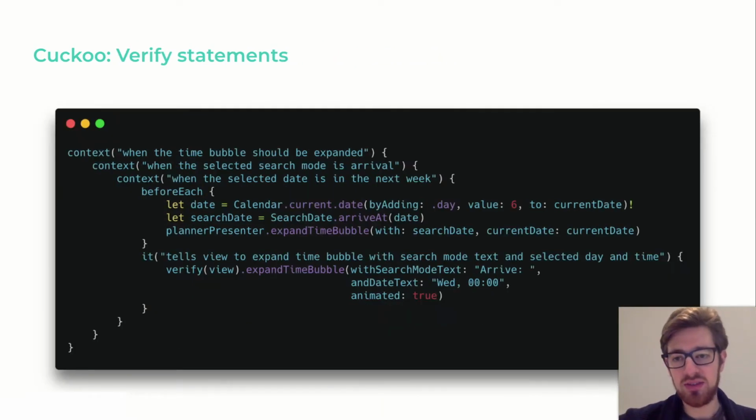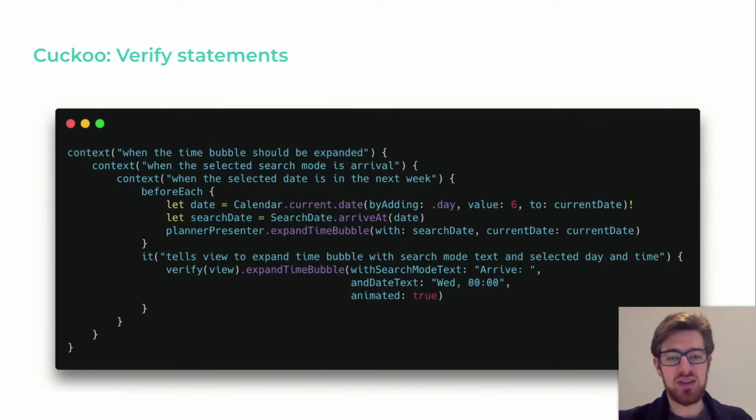So by using Cuckoo's verify statements, we can check that our stubbed functions on our mocks are being called when we expect them to. So here, for example, we're saying with the context when the time bubble should be expanded, when the selected search mode is arrival, and when the selected date is in the next week.